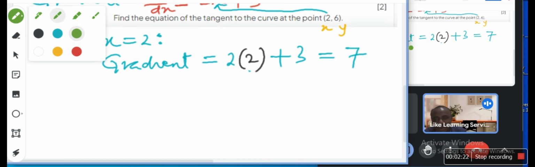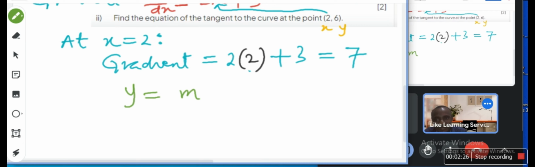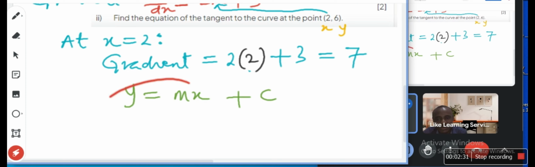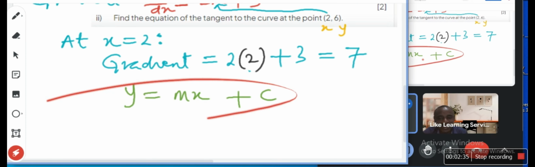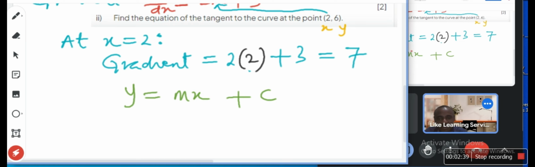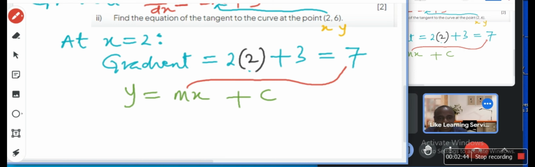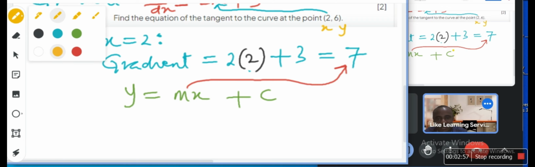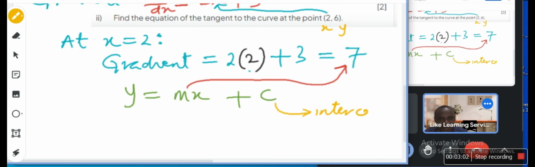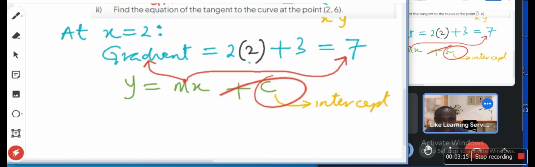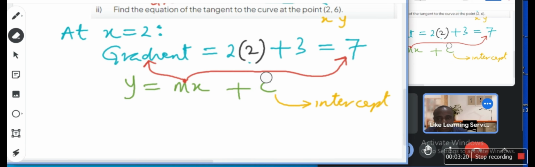Gradient is 7. Remember, y is equal to mx plus c. You know this? That's the equation of a straight line. What does m stand for? What does m represent? Gradient. M represents gradient, c represents intercept. So what we just need to do is find the intercept, and then we just plug back the values. Let me say this properly, you will get it. It's very easy. Watch me.